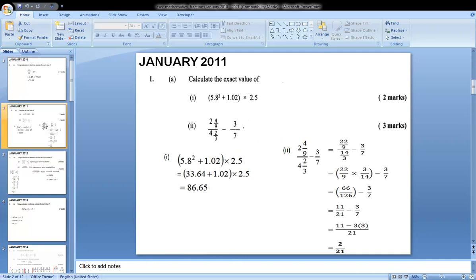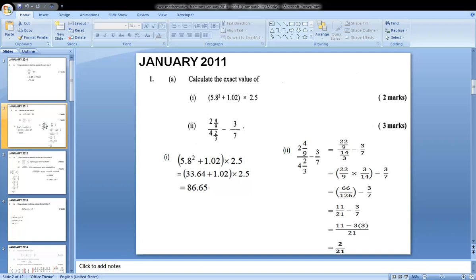This is taken from the January 2011 paper. Now, usually, as we know, fractions comes at the very first question. So question 1A has two parts to it. It says calculate the exact value of 5.8 squared plus 1.02 times 2.5, and that is 2 marks.